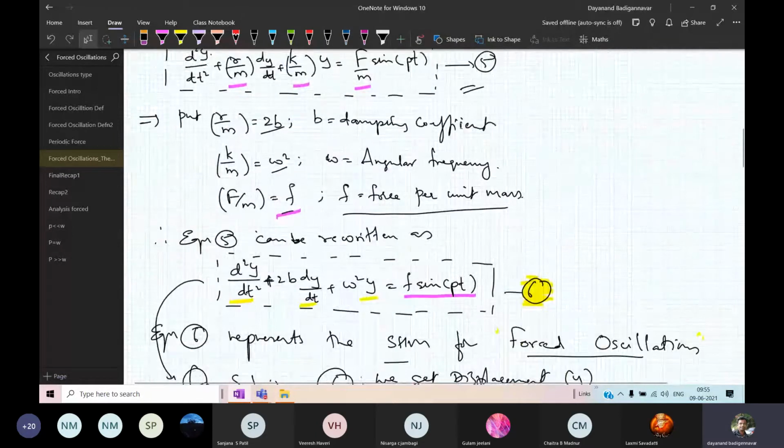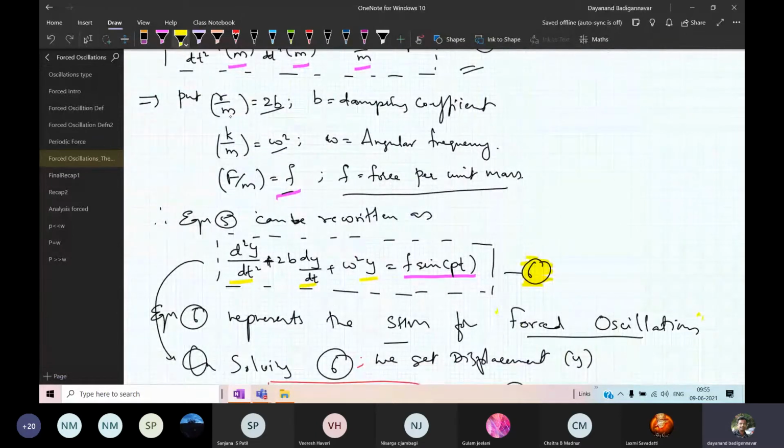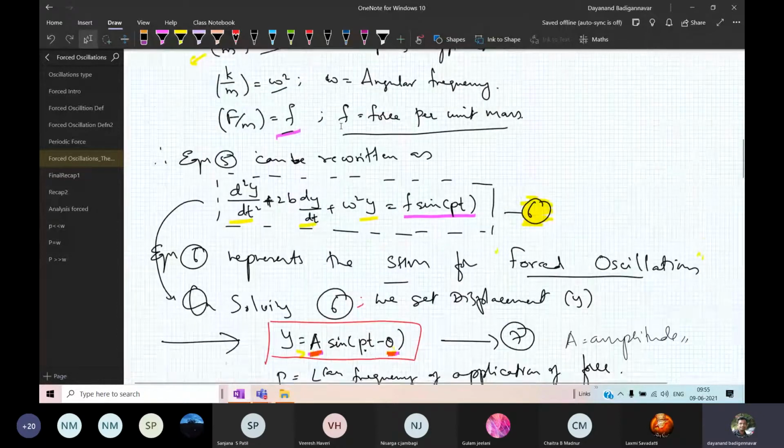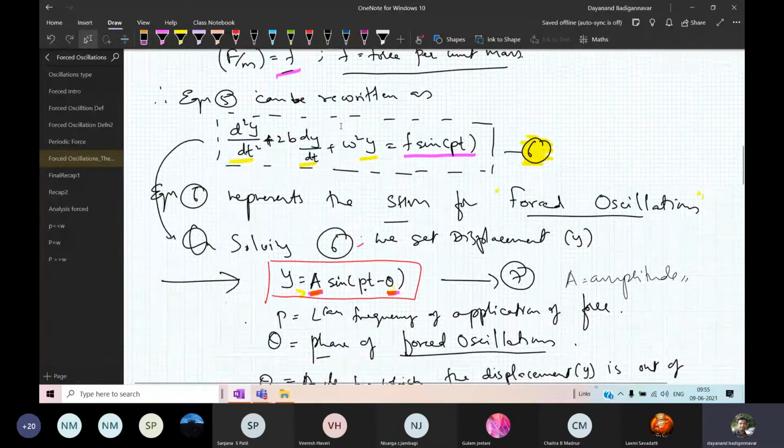Here you have to replace R by m equal to b, the damping coefficient. K by m is omega squared, the angular frequency. Capital F by m is called the force per unit mass. R by m is also called the resisting friction per unit mass. If I substitute it, you get equation number 6.